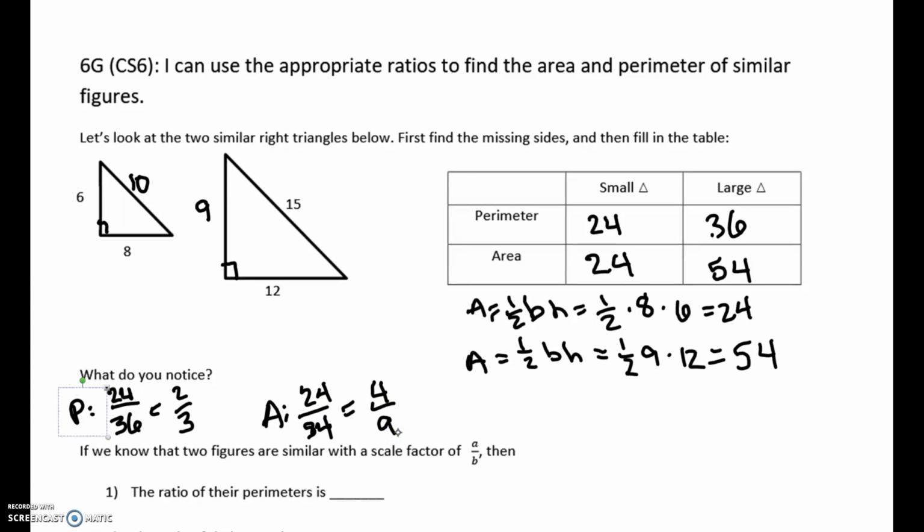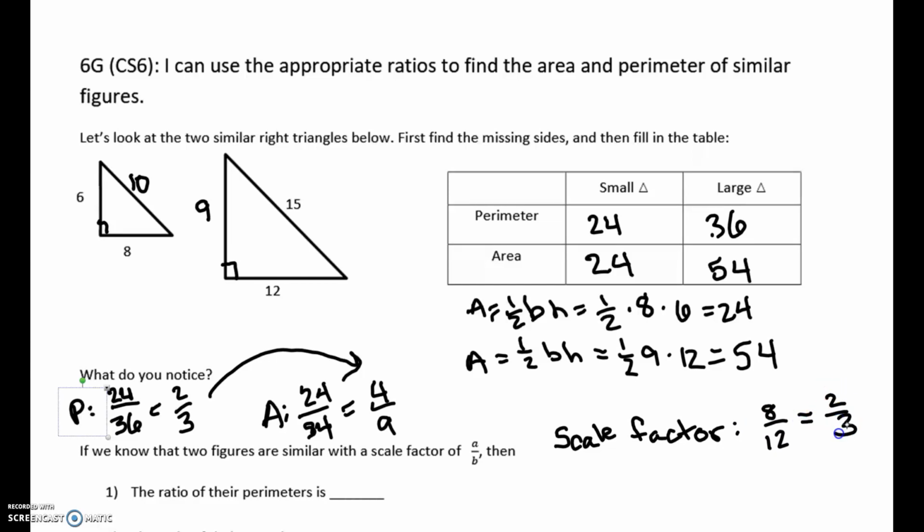If you look, it looks like we squared this ratio to get to this ratio. And furthermore, my scale factor, if I just take two sides, the 8 and the 12, the two given sides, my scale factor ends up being 2/3 as well.